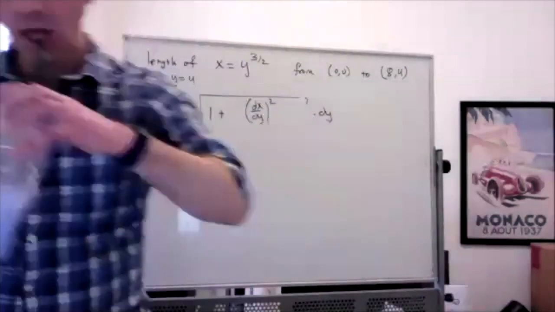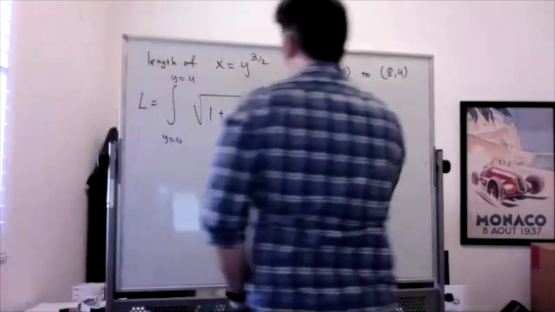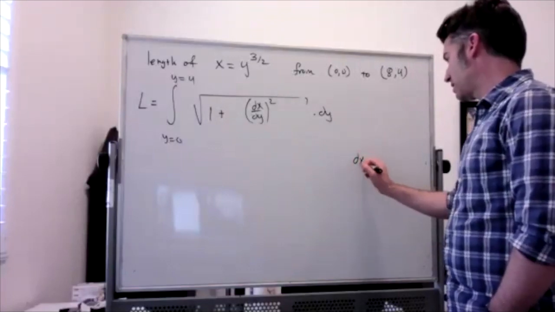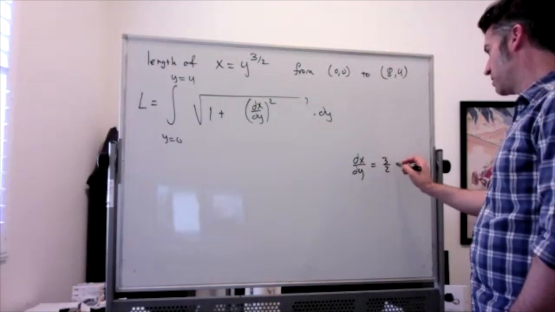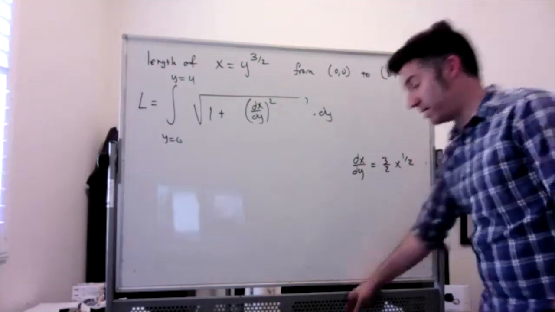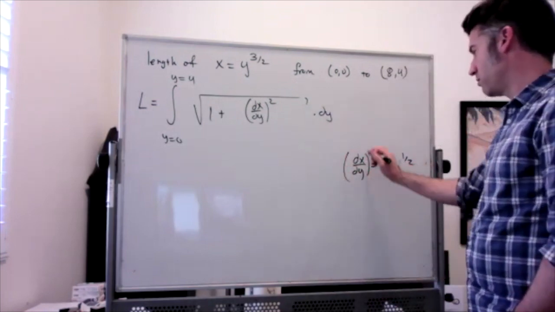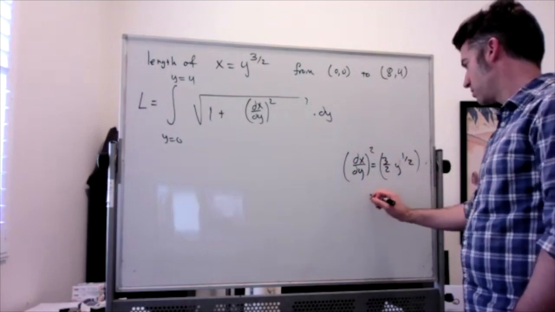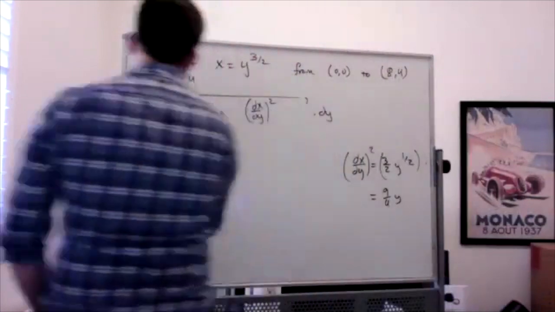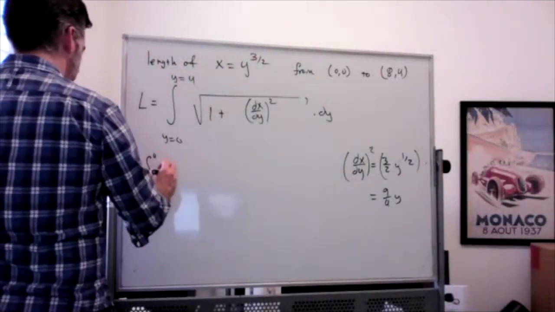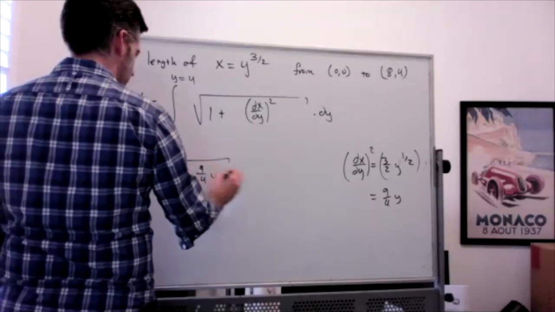Okay, let's take a look. That's why I like to do some of this work on the side. dx/dy, the derivative of x with respect to y, is going to be 3/2 y to the 1/2. Square it, and you get 9/4 y. That's not terrible. We're doing the integral from 0 to 4 of the square root of 1 plus 9/4 y dy.